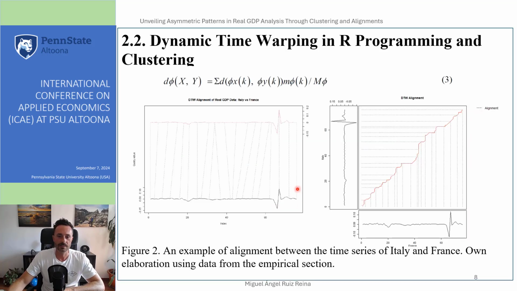And in this slide, I'm showing an example of real GDP growth rates for Italy and France. As you can see, their time series follow a very similar behavior or patterns over time. We use the DTW to measure the similarity between them, even if there are slight shifts in timing, and DTW helps align these two time series as closely as possible, showing how similar the economic trends are.